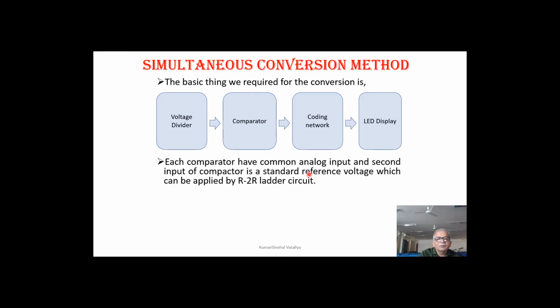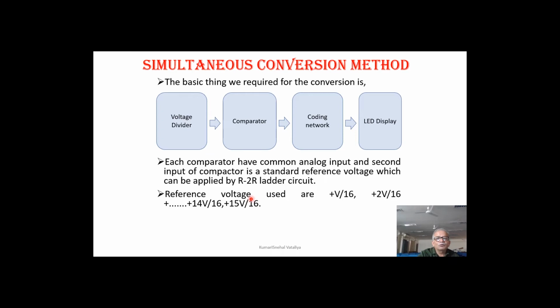Each comparator has a common analog input. The analog voltage which you want to convert is applied to each and every comparator, one leg. And the second input of the comparator is the standard reference voltage which can be applied by an R-2R ladder network, which we had studied just now.